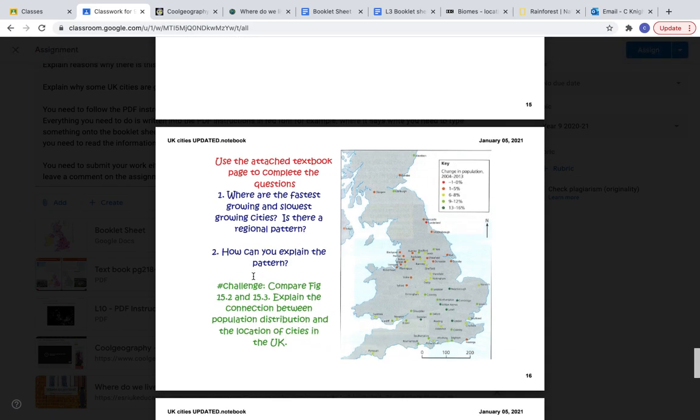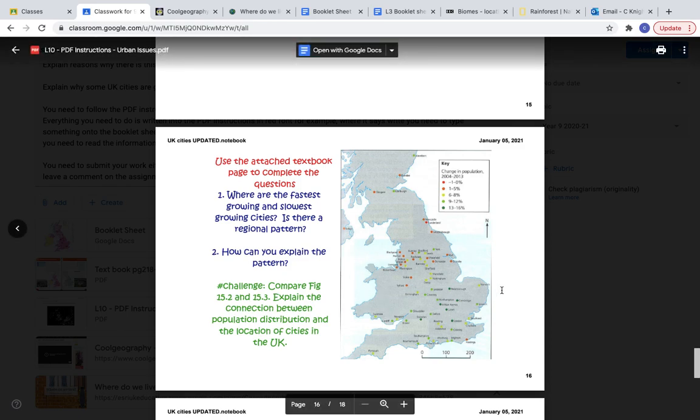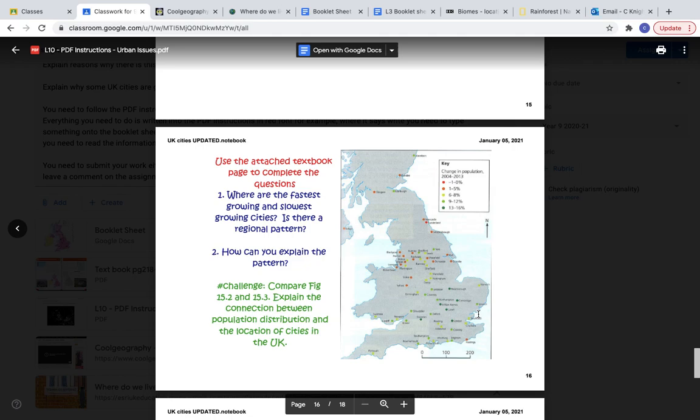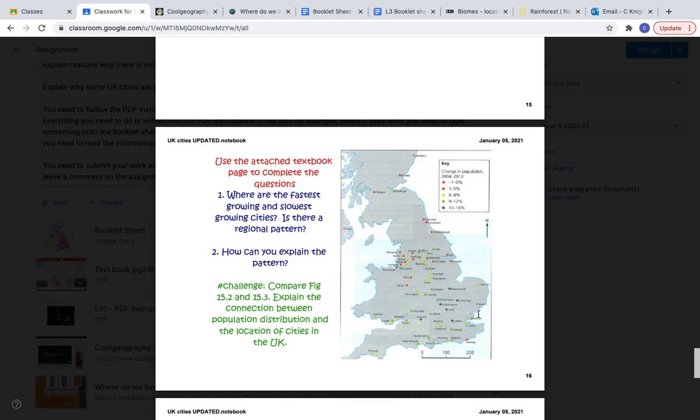we are now going to answer a few questions using the attached textbook page to complete them. So we're going to answer two questions. Where are the fastest growing and slowest growing cities, and is there a regional pattern? And how can you explain this pattern? So as well as using the textbook pages, this graph here can help you with the pattern of growing cities and cities that aren't growing.